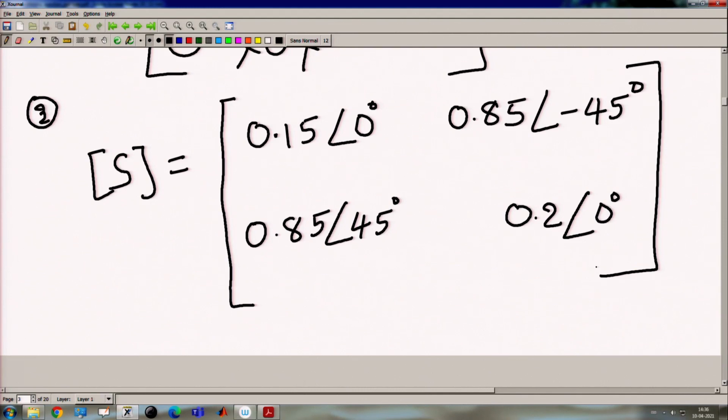So, this S parameter is given for a two port network. We can see that S11 is not equal to S22, and also S12 is not equal to S21, and this is not symmetric. So, the network is not reciprocal. We got the solution for the first part. So, this network is not reciprocal.